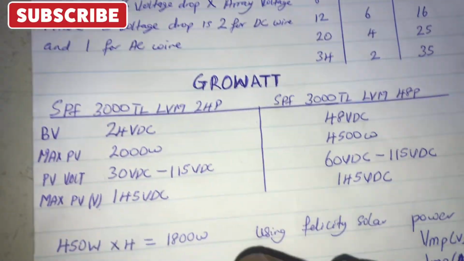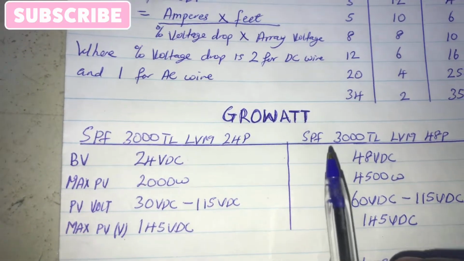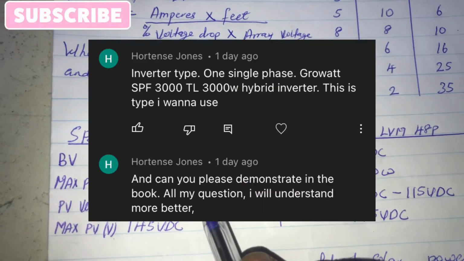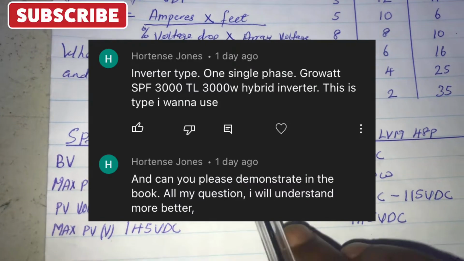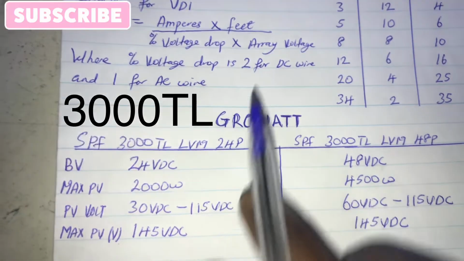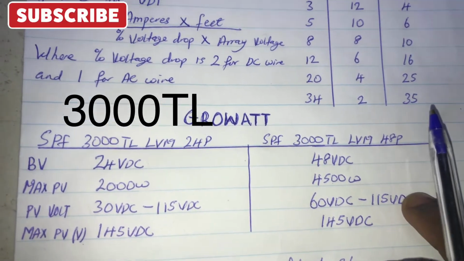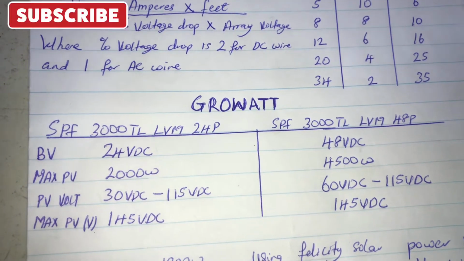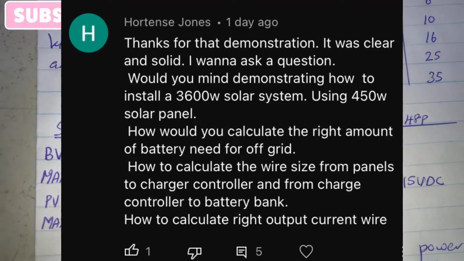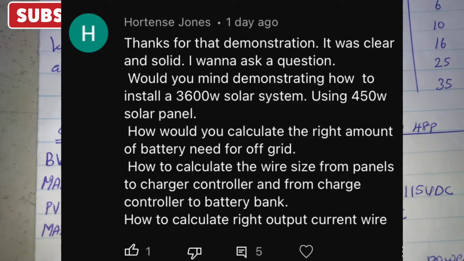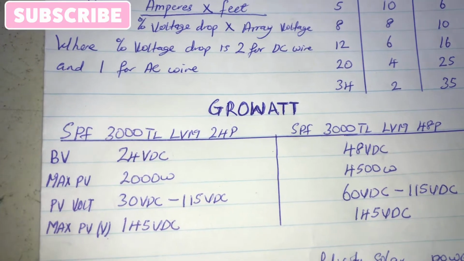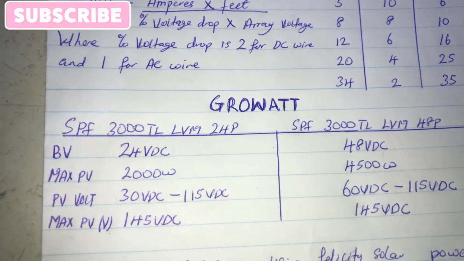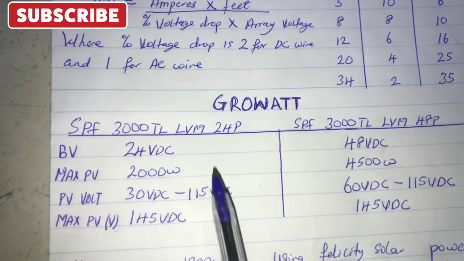So, according to the question Mr. Jones asked, he wanted to use an SPF model 3000 TL. This is for the low voltage, which is 24 volts, and this is for the high voltage, which is 48 volts, because I went researching about this Growatt inverter. He was saying he wants to use something like 8 panels of 450 watts, so I researched to be sure this inverter will be able to carry as much as those panels.